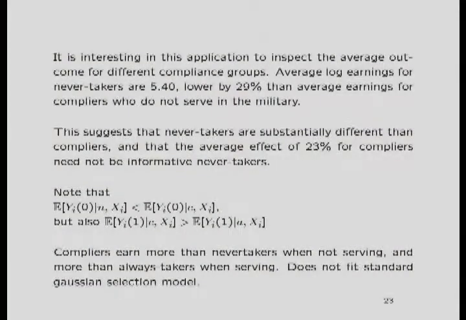Compliers and always takers are much closer, but even there you see that compliers have considerably higher earnings than always takers. So even there the extrapolation may not be very credible. The other point, which I made earlier, is that if you use a standard selection model, using normality and additivity, the implication would have been that if compliers have higher average outcomes than never takers, they should have lower average outcomes than always takers in the other treatment status. And here you see the opposite.